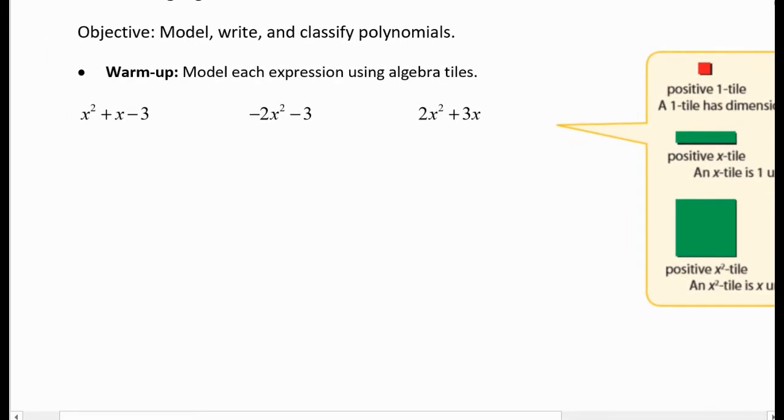So let's model each expression using algebra tiles. So I have one hiding here, 1x squared tile. I have 1x squared tile. And I have 1 positive x tile. And I have 3 negatives. So 1, 2, 3. So this is how you model it. So I want you to model those two expressions.